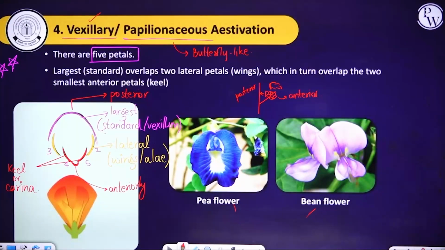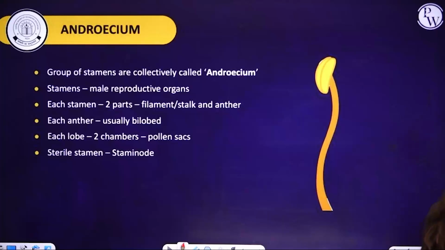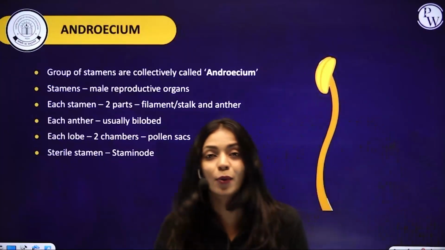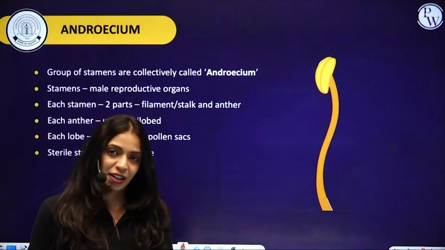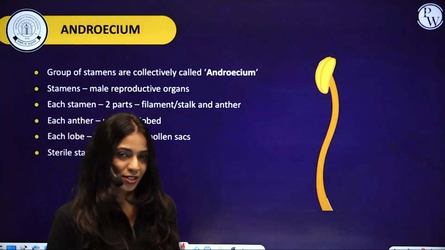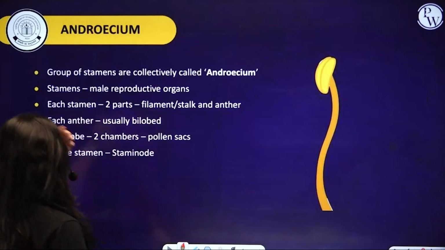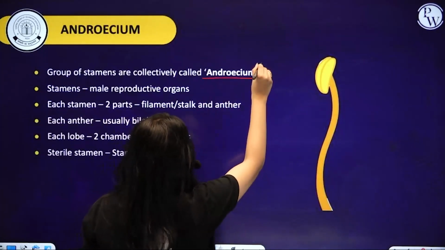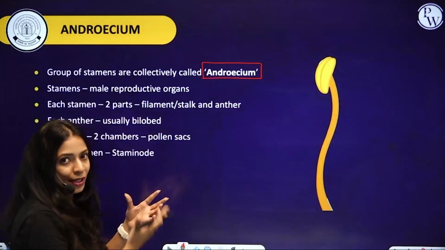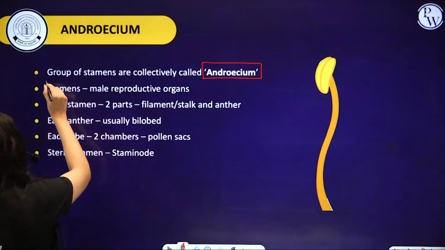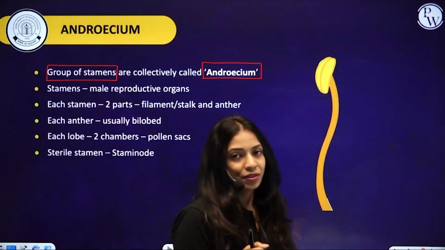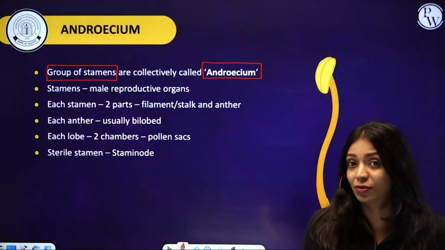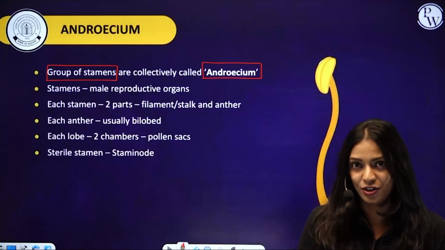Alright, now let's move on. That was about calyx and corolla. Now we learn about what androecium is, what are its parts, and what are the different variations in androecium that we can see in flowers. Alright, so what is androecium basically? Androecium is a collective term that we use to describe a group of stamens. Many stamens together represents the androecium. All of the stamens in a flower collectively is called the androecium.